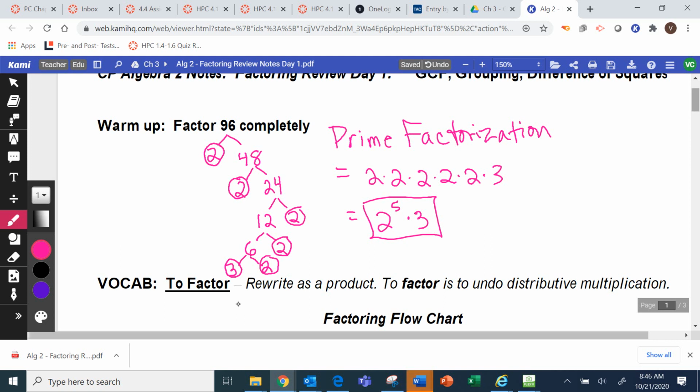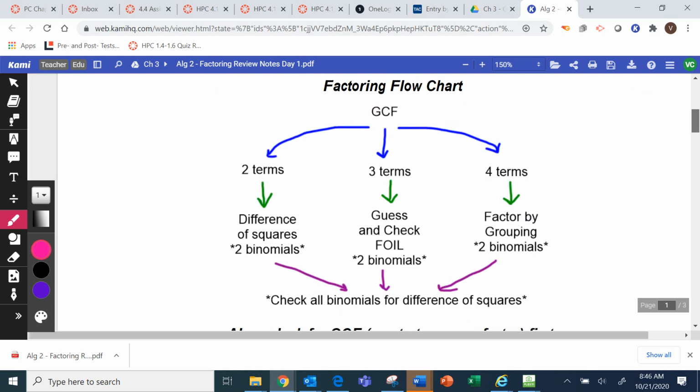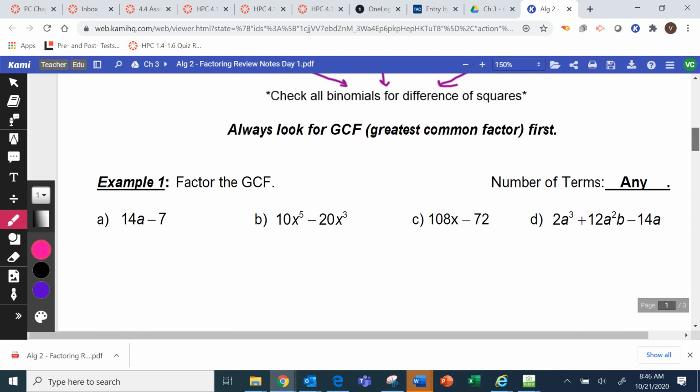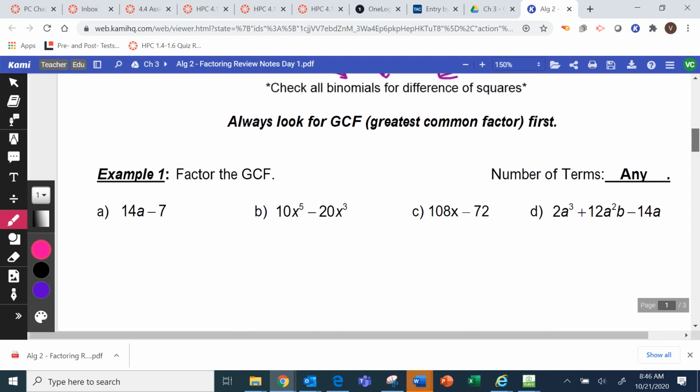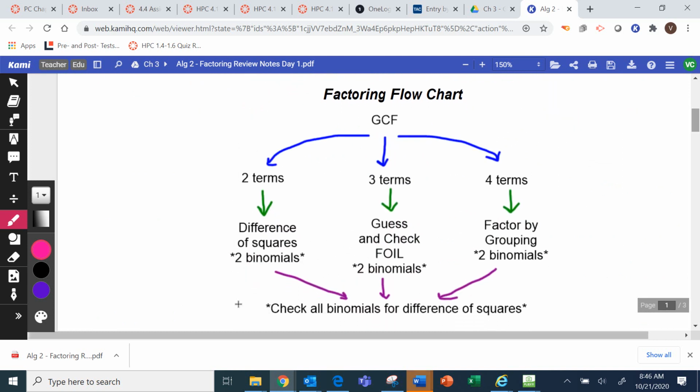Okay, so that's what we are doing. We're literally breaking stuff down. The only problem is it's not just a number, we got some variables. So you can see what's happening. We're going to be breaking this down to its primes. To get there, we have something called a factoring flow chart. This is a step-by-step what to do if you get stuck.